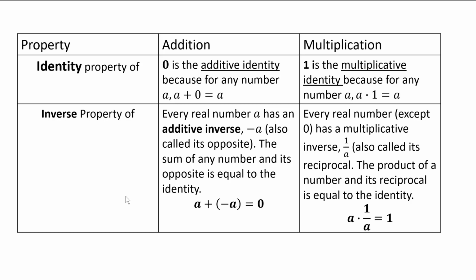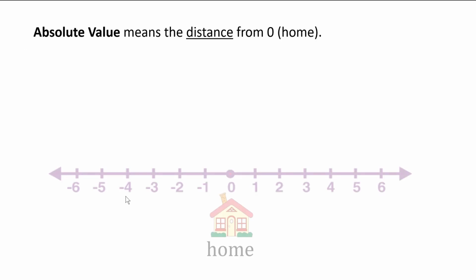Multiplication has, and each number has, a multiplicative inverse, which is also called its reciprocal, where if you have a number A, the inverse is called 1 over A, and A times 1 over A gives you the multiplicative identity, which is 1. Okay, so absolute value means the distance from 0.